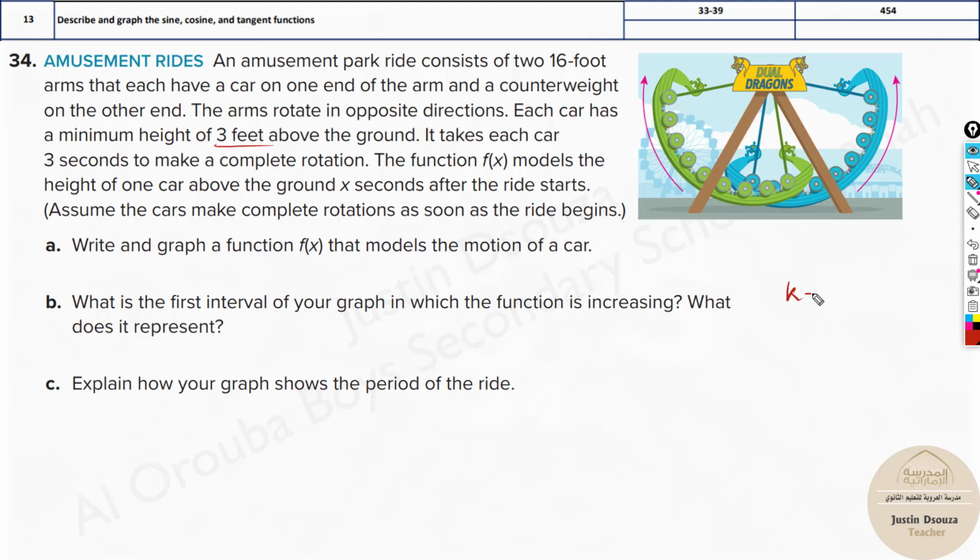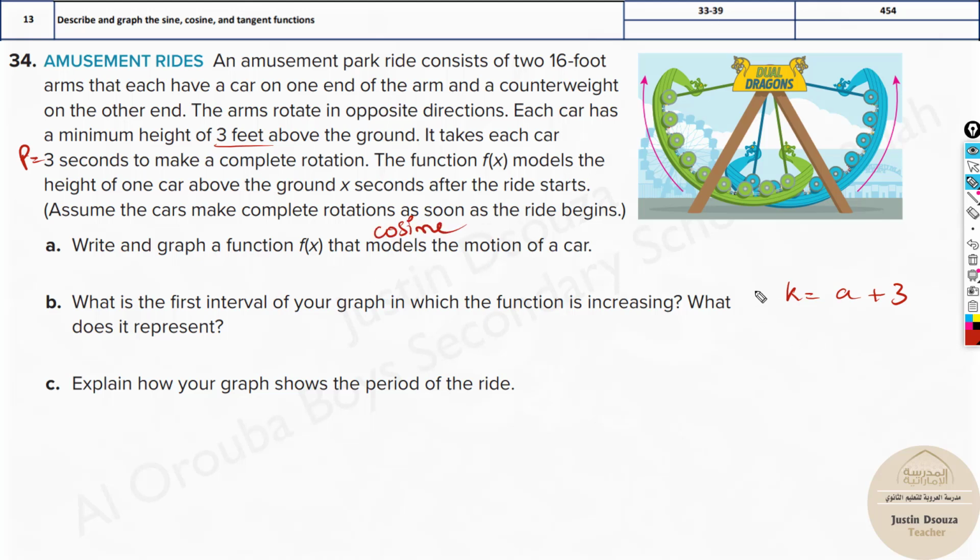When we do the k value, we need to add a plus 3 over here. That's what it tells. It takes each car 3 seconds to make a complete rotation. This is the period, 3 seconds. The function f of x models the height of one car above the ground x seconds after it rides. Assume the cars make complete rotations as soon as the ride begins. That means it has already started, so we can take it as a cosine function here.